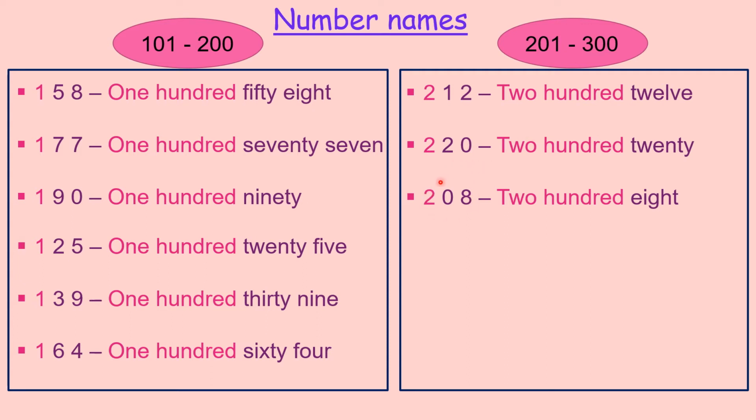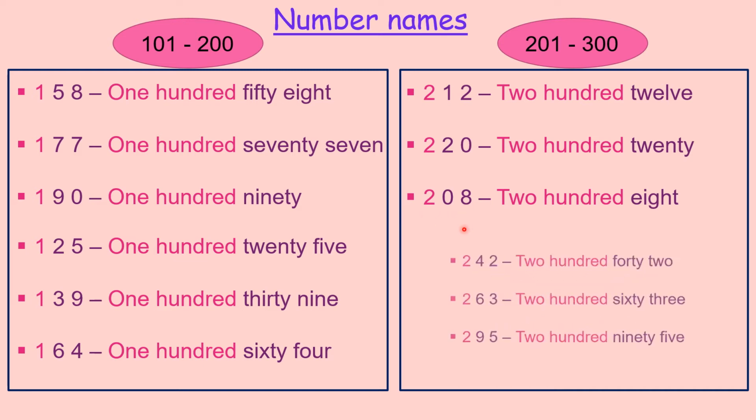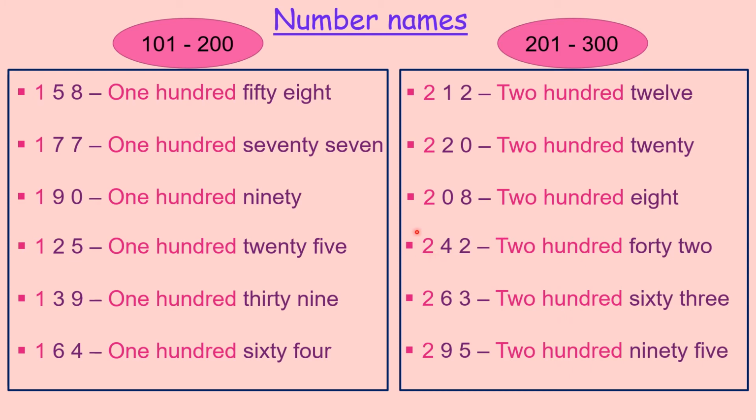Be careful here. You are not going to write it as 280. 08 is 8, not 80. Okay, so 208. So the next one, 2 is in the hundreds place again. 242, 263, 295. Isn't it simple?